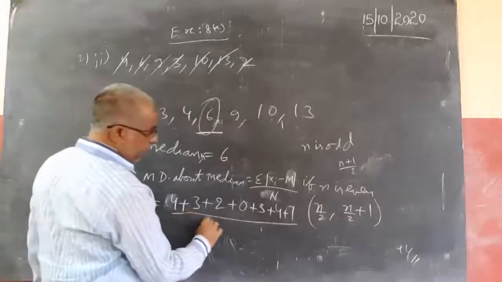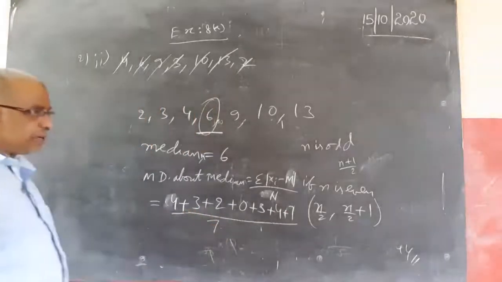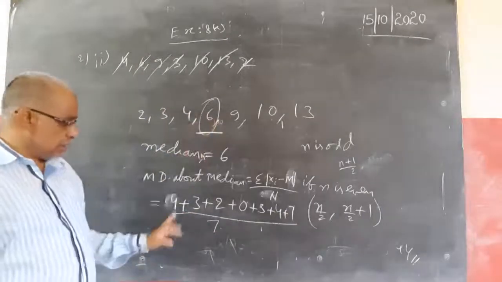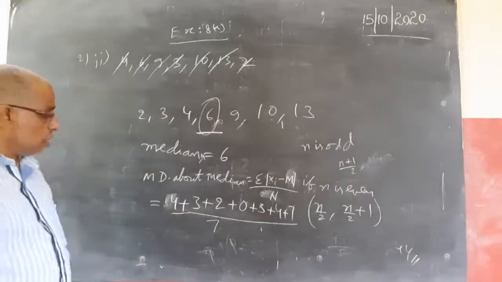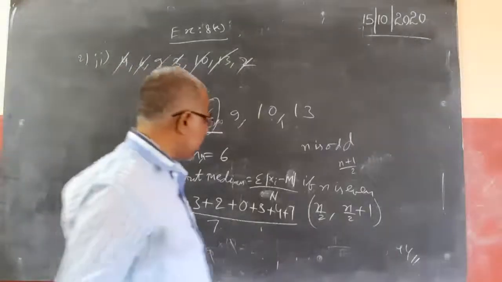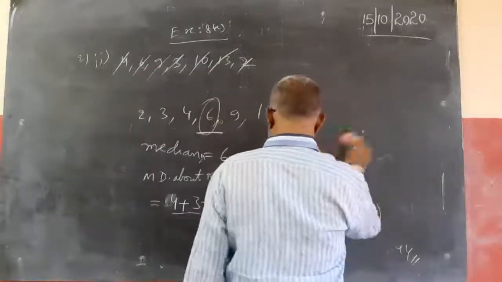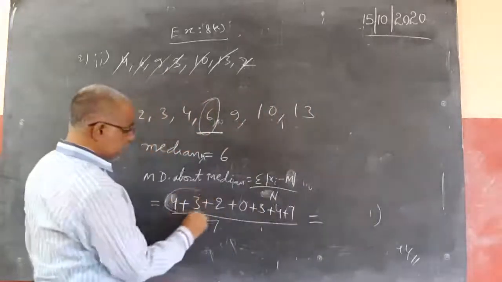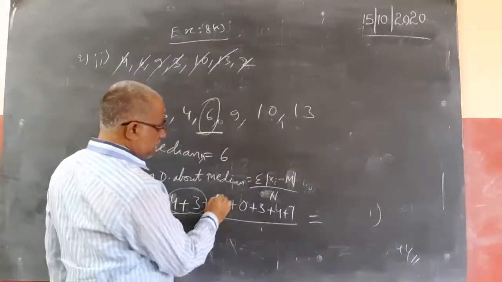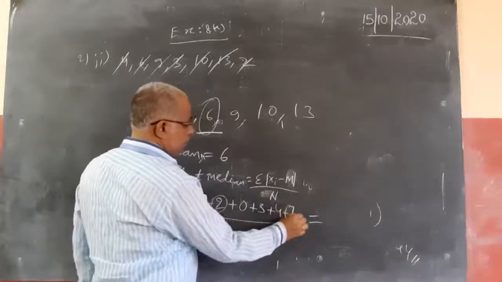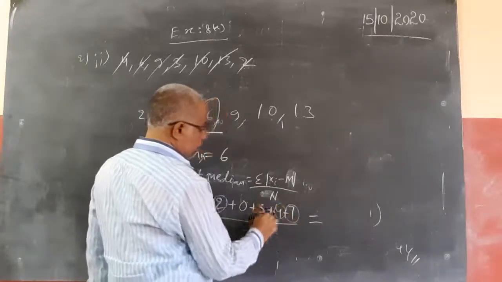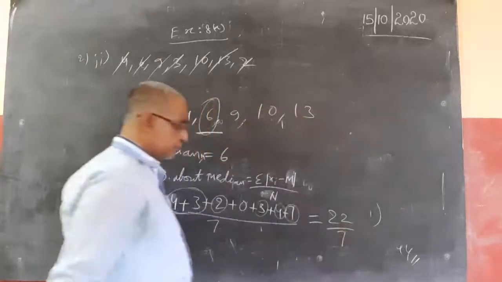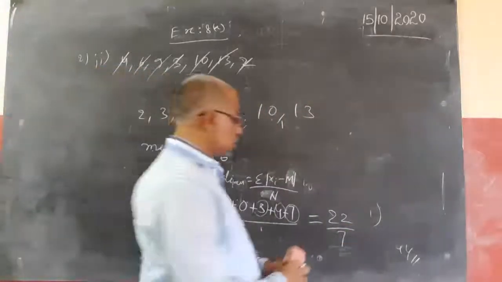N here is the number of elements. The number of elements is 7. So dividing by 7 gives you the mean deviation about the median. Now calculate this. So this total is 4, 7, 9, 15, 19, 22, divided by 7. So 22 by 7.